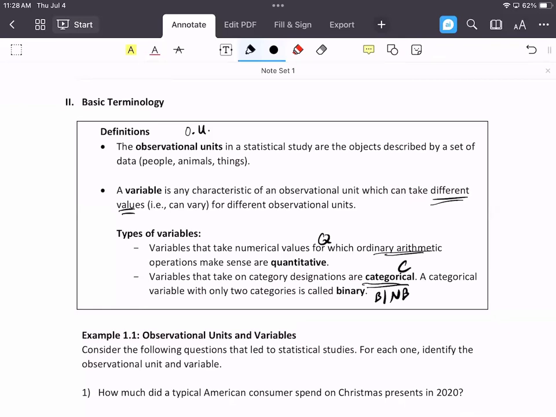Would that be what would vary from pen to pen? Well, we've talked about that earlier. The color would vary. Would it be binary? So it's categorical, but would it be binary? No, I had multiple colors.